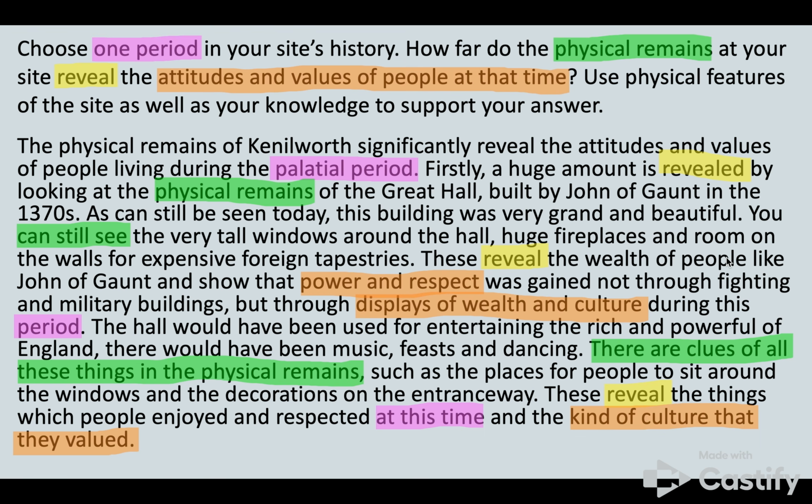So the highlighting here shows you which part of the question I am referencing back to. So I'm keeping on using words from the question. I'm keeping on checking, okay, can I explain more? Can I make sure I've proven that this does reveal what people cared about and thought about and valued? Again, got this focus of a physical feature helping me out.